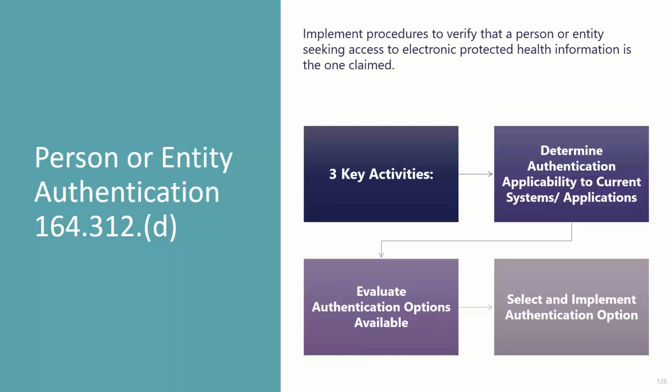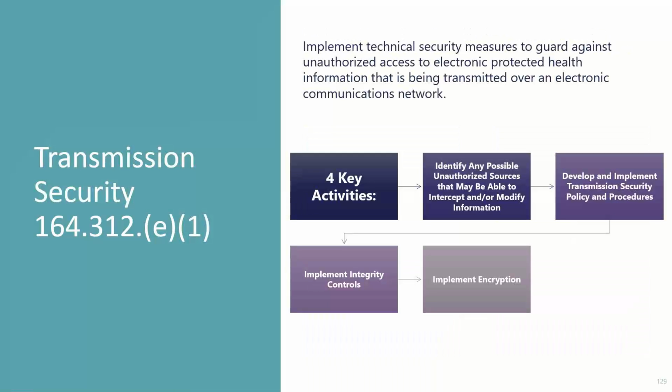And then person or entity authentication. This is another implementation thing that we have to do. Determine authentication applicability to current systems, evaluate authentication options available, and select and implement authentication options. So we always want to make sure that the biggest thing is when we're sending the information in transit, that it goes to the right person at the right time, and that it's not being intercepted or modified. And this is where a lot of the encryption comes into play.